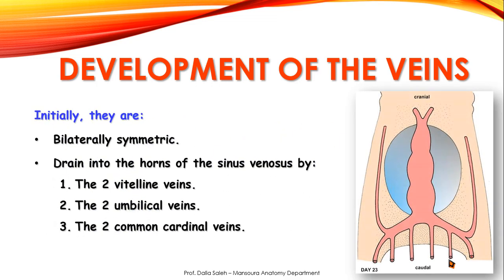Initially, these veins are bilaterally symmetric and they drain into the horns of the sinus venosus. And if you remember, the sinus venosus was the inflowing part of the heart tube, which receives the venous return from the embryo. So we have two vitelline veins, right and left. We have two umbilical veins, right and left, and two common cardinal veins. As you notice, they are bilaterally symmetric, meaning that we have three on the right side and three on the left side.